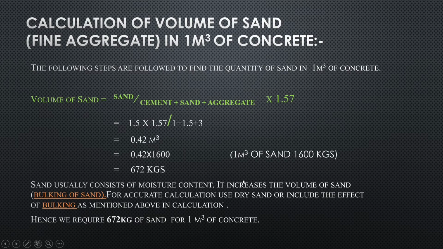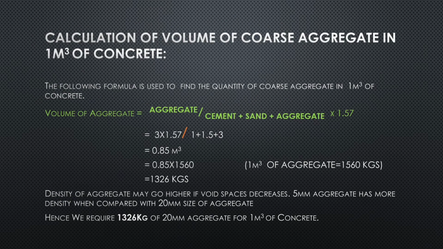Sand usually contains moisture, which increases the volume of sand. For accurate calculation, use dry sand or include the effect of bulking as mentioned above in the calculation. Hence we require 672 kgs of sand for 1 cubic meter of concrete.